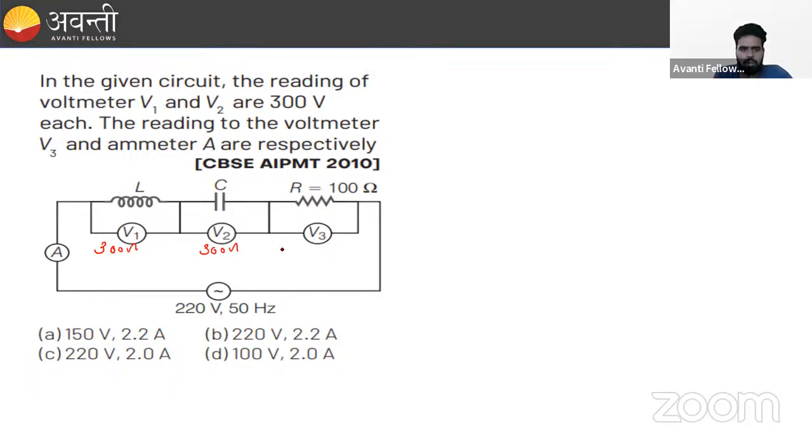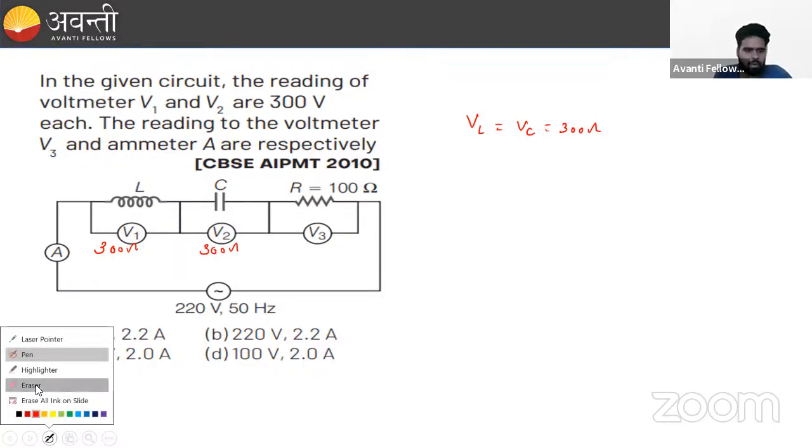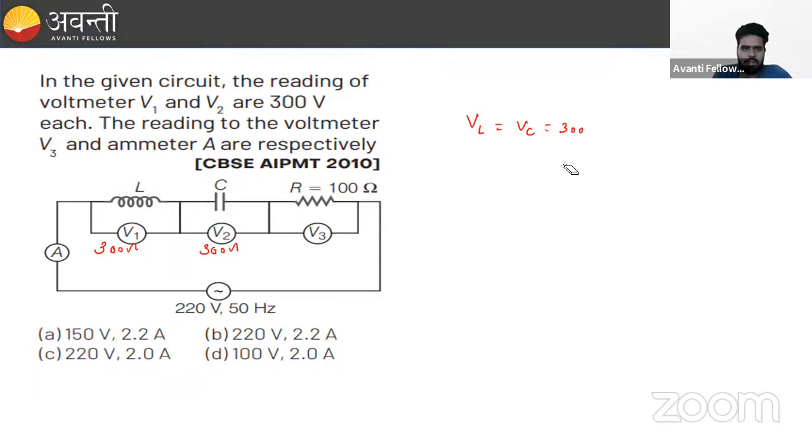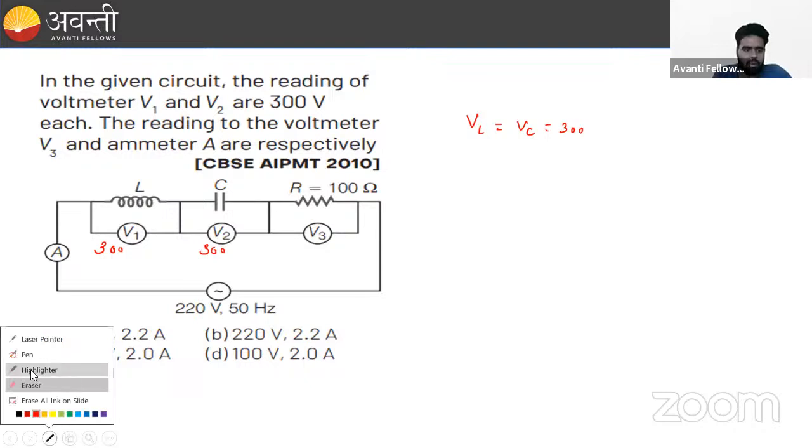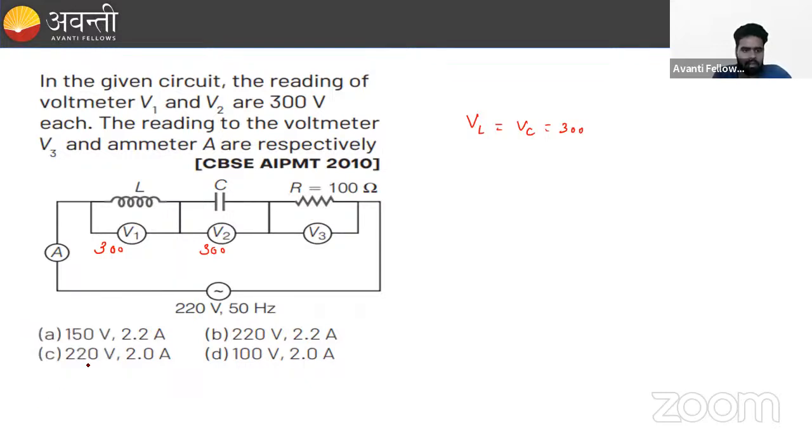We have to find out the reading across the voltmeter. So how can we find out the reading here? One thing we have to see here: VL equals VC, and this is given as 300 volt, right? Not ohm, 300 volt. So we can say that this value signifies a lot.